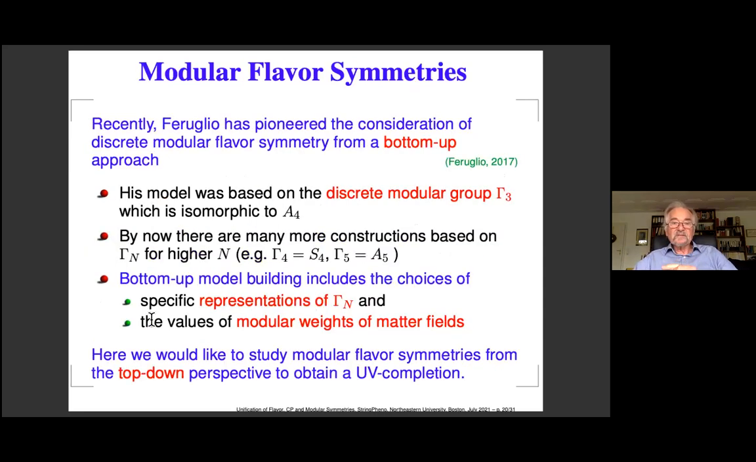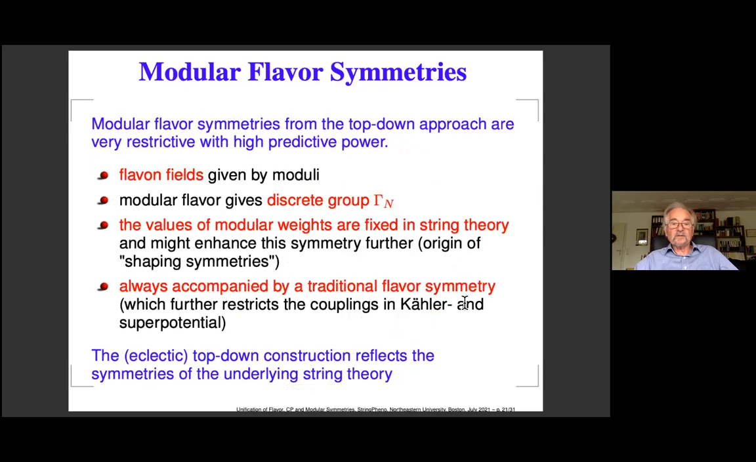Modular flavor symmetries have been discussed recently by Feruglio in a bottom-up picture. He actually shows the discrete modular group Gamma 3, which we said is isomorphic to A4. By now, there are many more constructions based on this, from Gamma N with higher N and all kinds of possibilities. What is important to see is that in bottom-up model building, you choose the group, you choose the representation, and also you choose the values of the modular weights of the matter fields. But here we would now confront that with a top-down construction.